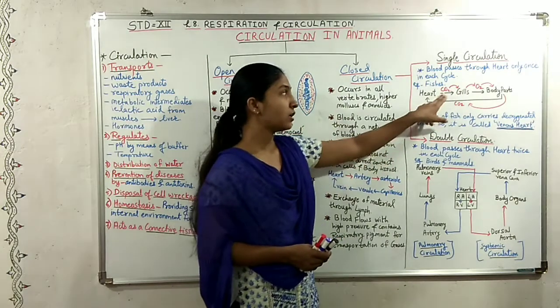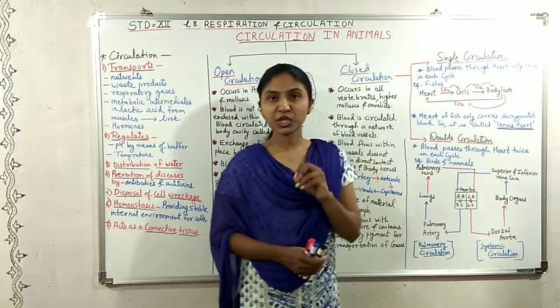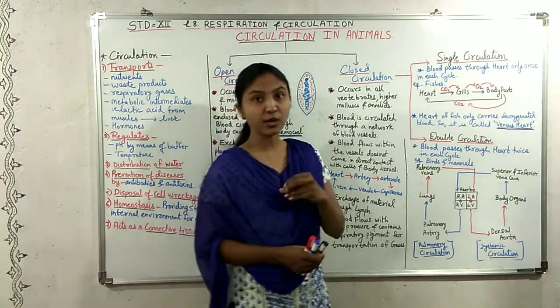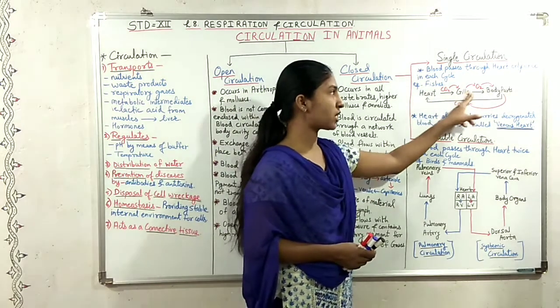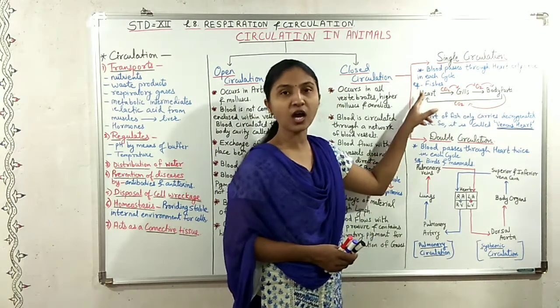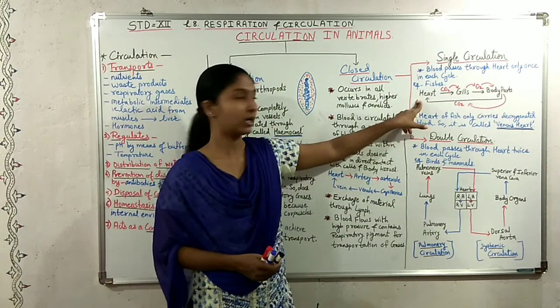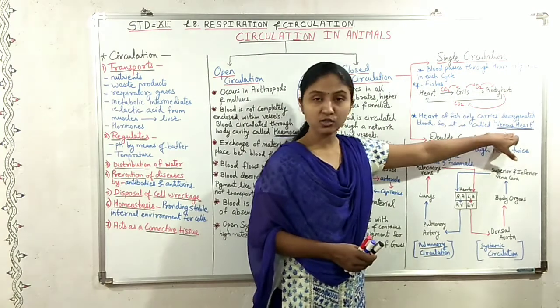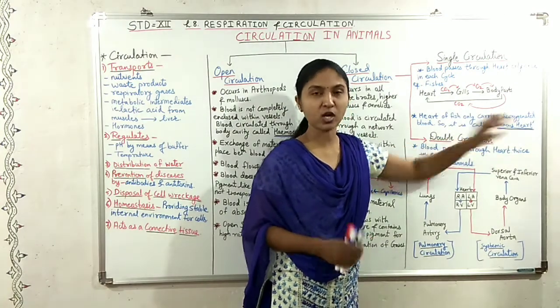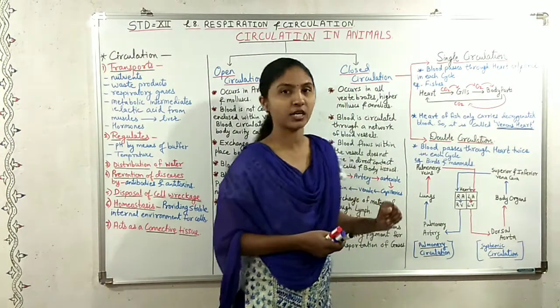As we have seen, only the blood which contains carbon dioxide, deoxygenated blood, is circulated through the heart. Oxygenated blood is not circulated through the heart. That's why this heart is called a venous heart, because it circulates only deoxygenated blood.